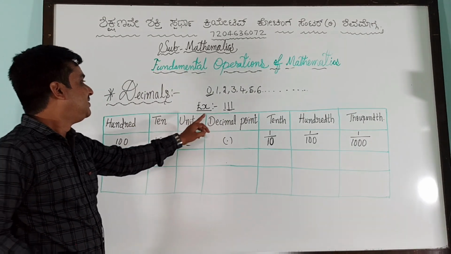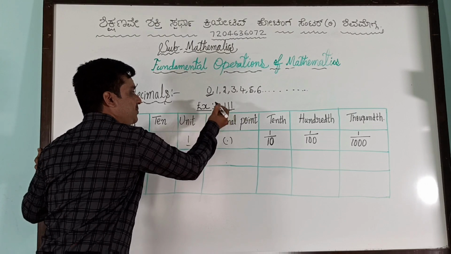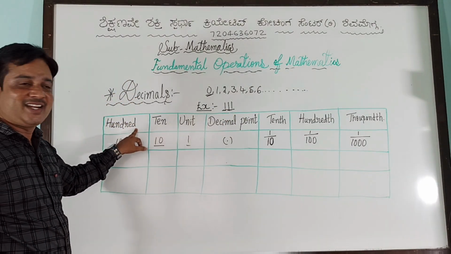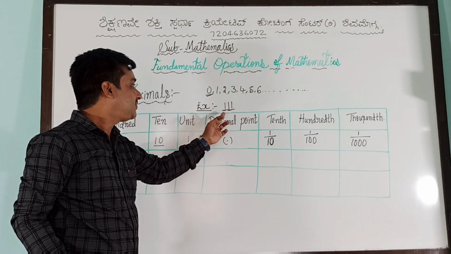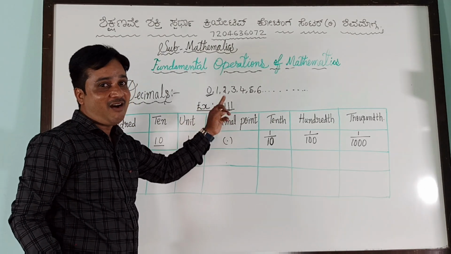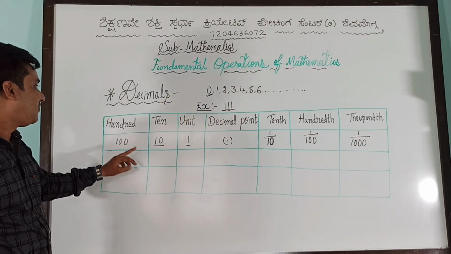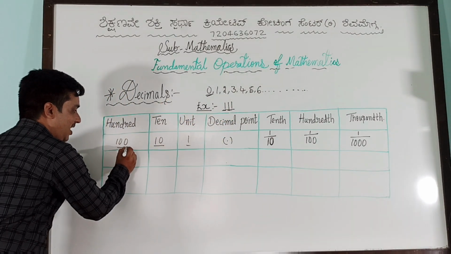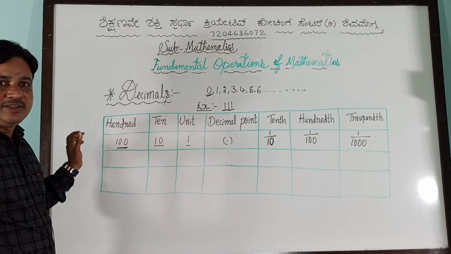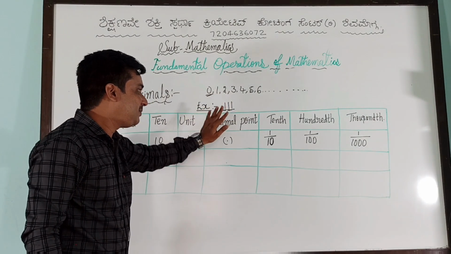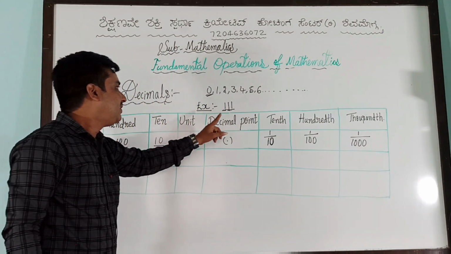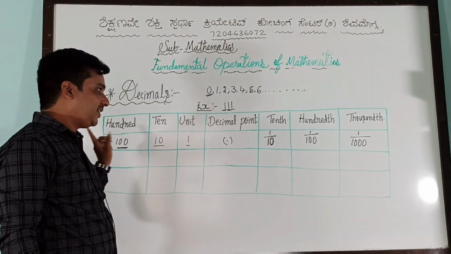Next, this one, in which place is it? 100 place, right? Unit, tens, 100 place. What is the place value of this one? 1 into 100. That means the place value of 1 is 100, which I have written here. Did you understand this concept? This is the whole number concept we learnt. According to their place we have written here.